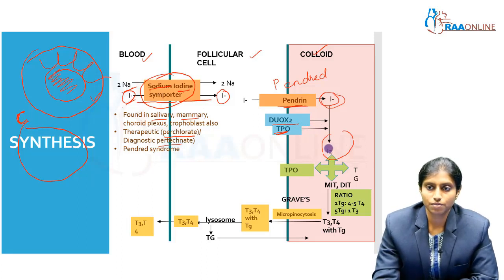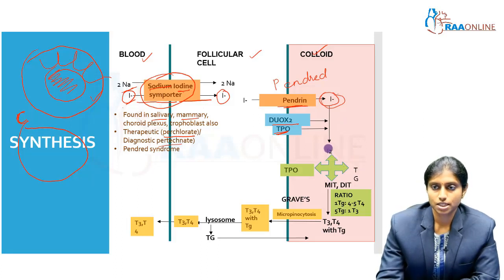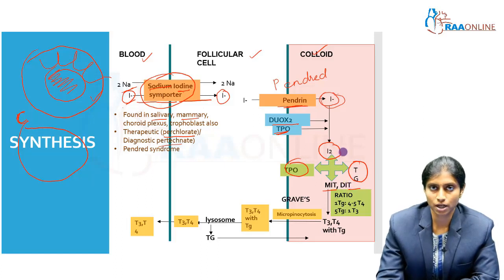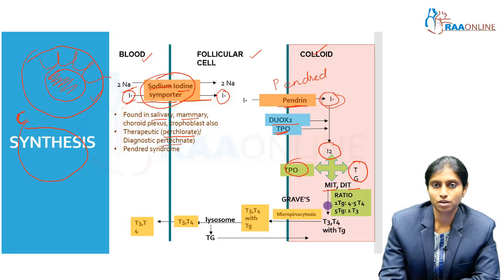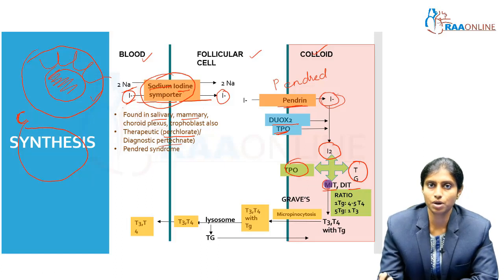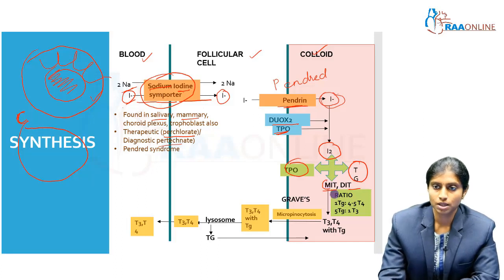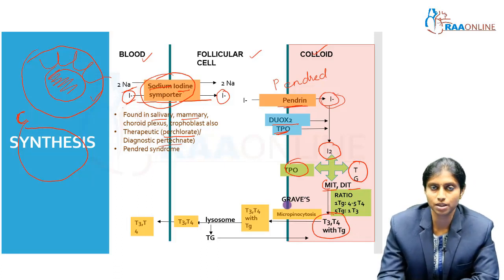After oxidation, the next step is that iodine binds with thyroglobulin in the presence of again the same enzyme, thyroid peroxidase, to give monoiodotyrosine and diiodotyrosine residues. This is known as organification. The next step after organification is called coupling. We have monoiodotyrosine, meaning one iodine residue coupled with thyroglobulin, and diiodotyrosine, two iodine residues combined with thyroglobulin. These will combine together to form T3 and T4, which are our hormones that are secreted by the thyroid gland.